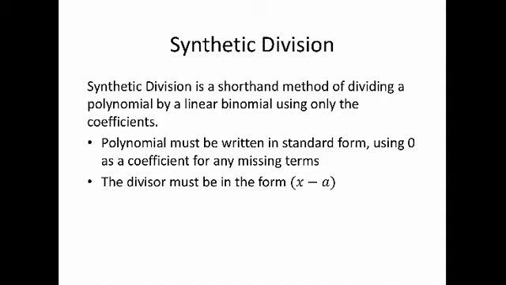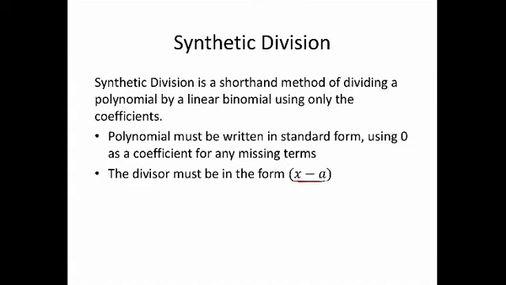The first thing we need to do is the polynomial must be written in standard form. That dividend must be written in standard form like we did yesterday, using 0 as a coefficient for any missing terms. And the divisor must be in the form x minus a. X minus a, emphasis on that. Cannot be 1x minus 7. It cannot be 2x minus 7. It can't be x squared plus 12. It has to be 1x. The a can be whatever number you want.